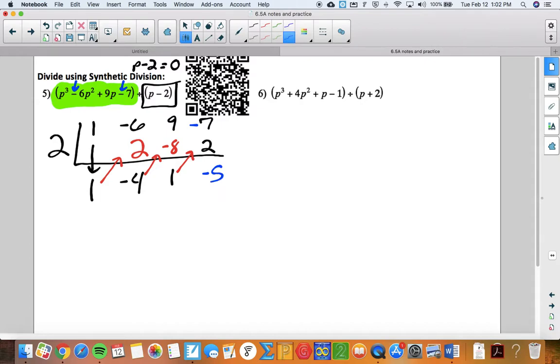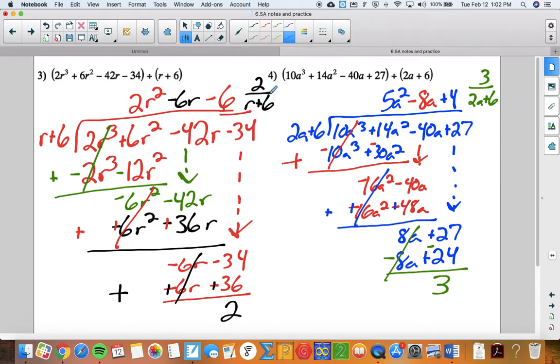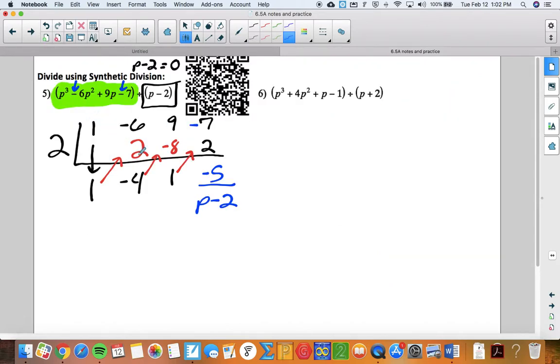So now what? Like, how does this relate to what we just did up there with division? Well, here's the deal. This is your remainder, so that goes over this p minus 2. And then remember what came in front of the remainder. The remainder was right here. This next term is your constant, then your r term, then your r squared term, or what letter we're using here, p's. This is your remainder.